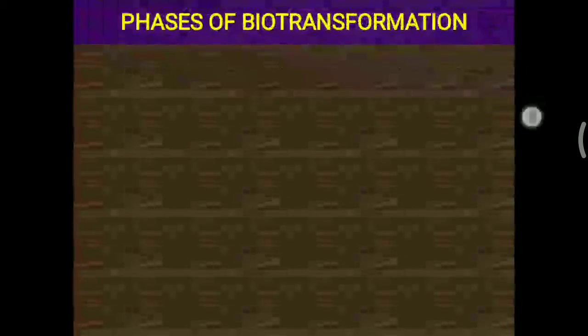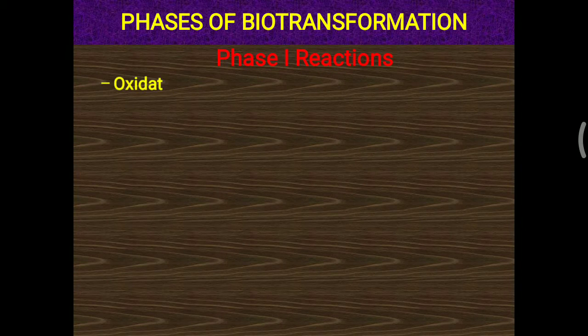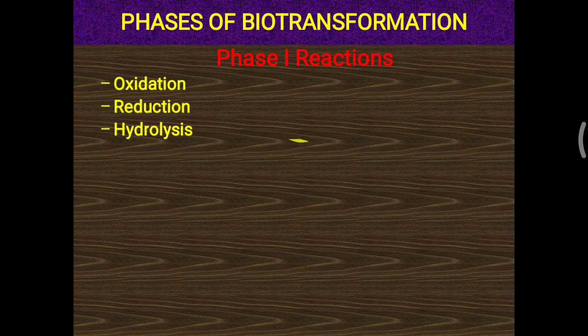Mostly, phase 1 reaction includes three processes: first one is oxidation, sometimes reduction and sometimes hydrolysis. Any one reaction will occur over the molecule. Depending on the molecule, oxidation or reduction or hydrolysis will occur and a functional group will be added over the foreign substance or xenobiotic. That is called phase 1 reaction, which we will look at in this video.